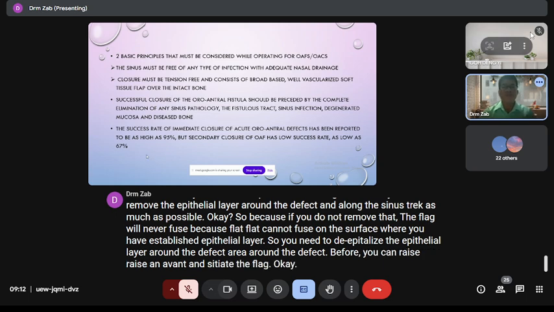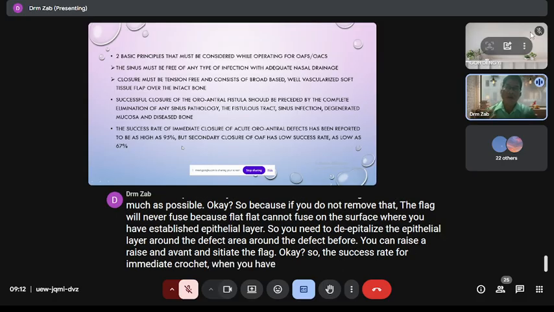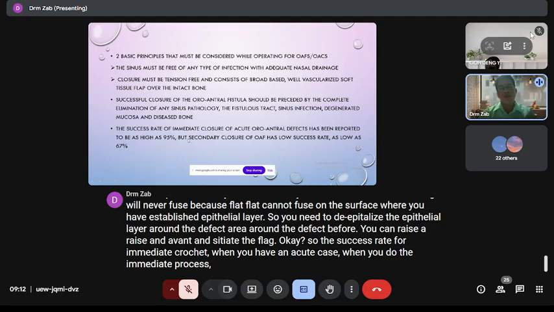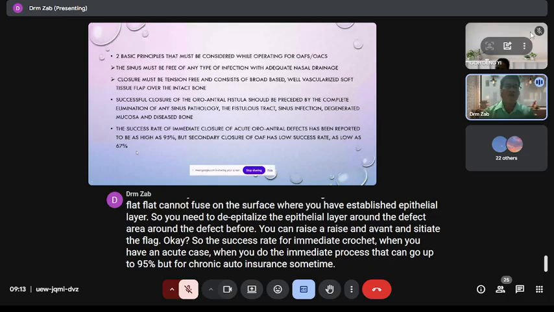Okay. So the success rate for immediate closure, when you have an acute case, can go up to 95%. But for chronic oro-antral fistula, the success rate sometimes can go up to 67%.